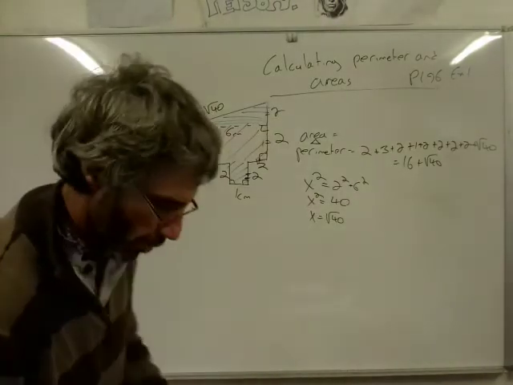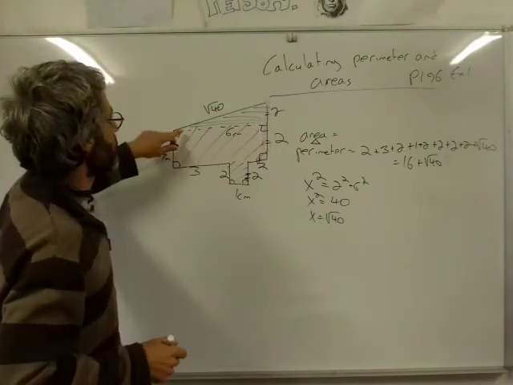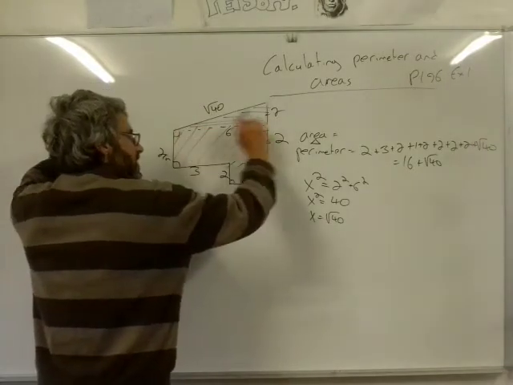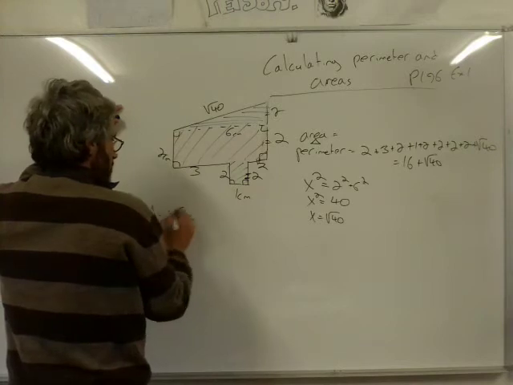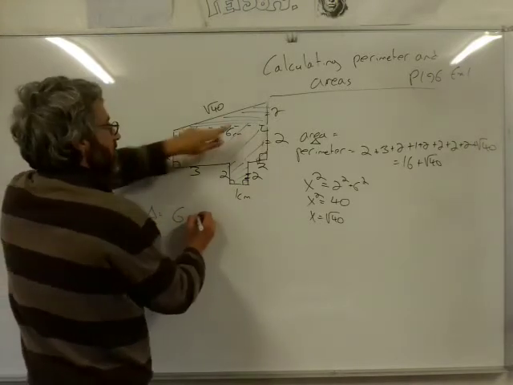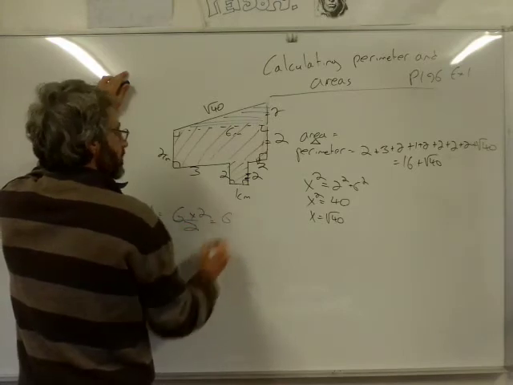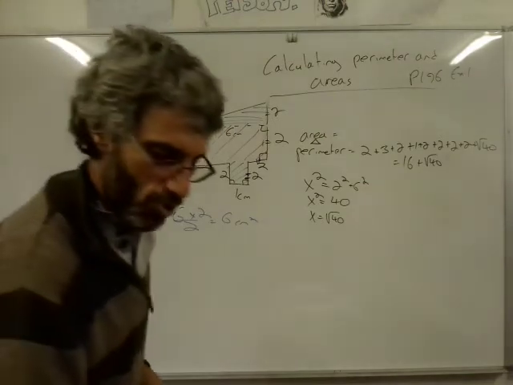Okay, so let's start with the blue. We'll write it in blue. How do we find the area of this right angle triangle? Well, I know this is 2 and I know this is 6. This 6 is the base. Okay, so area of triangle is going to be 6, the base, times the height divided by 2. The answer is 6 centimeters squared. Okay, that's the area of that triangle.